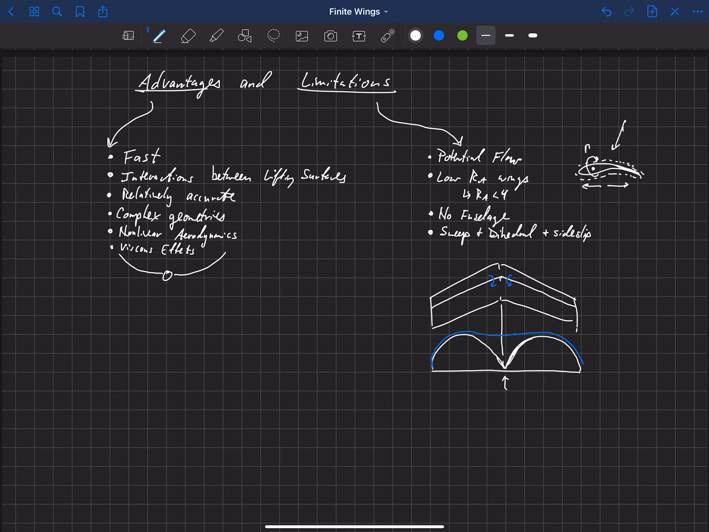So that is a real thing, that your lift is going to decrease in the center, but this particular algorithm says that it goes to 0, and that is exaggerated. That's not really true.